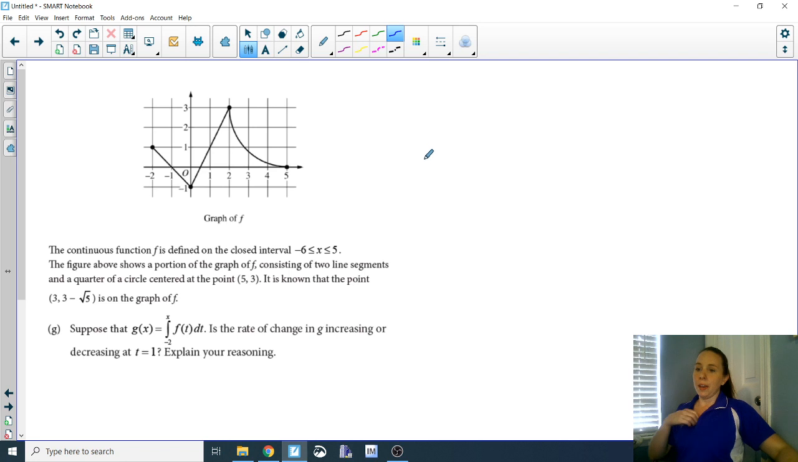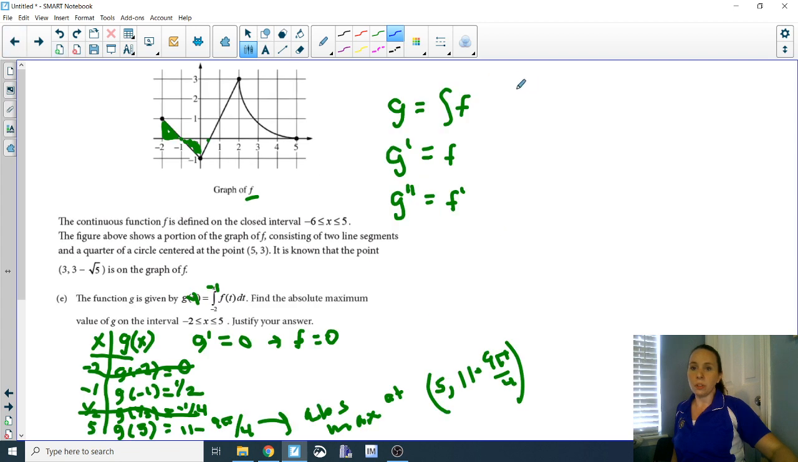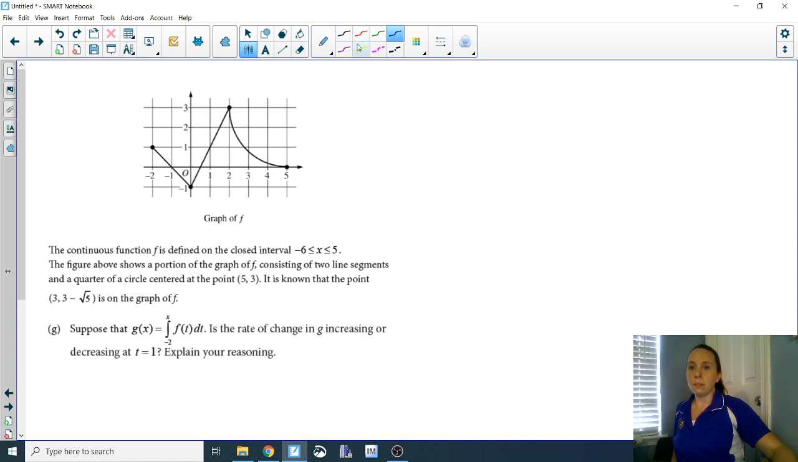To the last part, finally. All right, this one's actually not so bad. We're using the same g of x function that was described to us in part E, and so I'm going to put that little bit of information that I had right here back up. G is equal to the integral of f. That means that g prime is f. And we will also need to go one step further. I'll discuss why in a moment. G double prime is f prime.